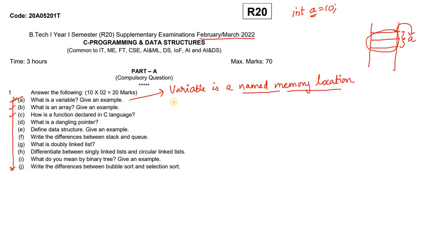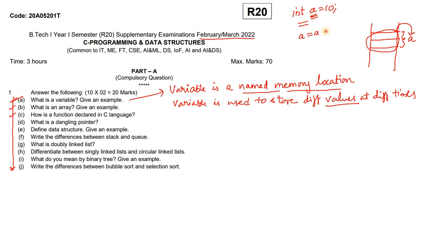The second point you write is that a variable is used to store values, different values at different times. For example, at the beginning of the program, variable a might contain 10, and later you may change the value of a to a is equal to a plus 10. So in this case, a becomes 20. And again, later in the program, you can change the value of a like this: a is equal to a minus 5, that is 20 minus 5 is 15. So a variable is used to store different values at different times.